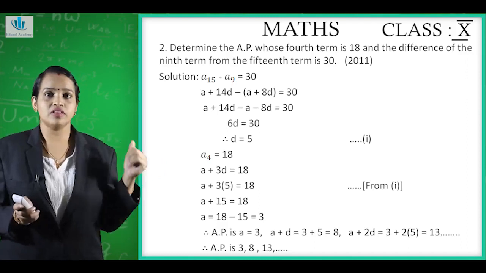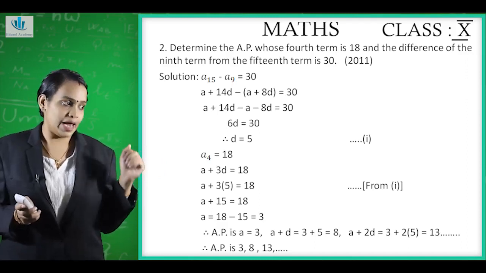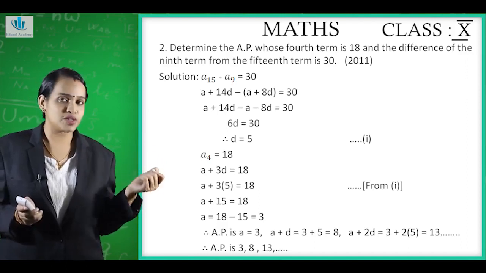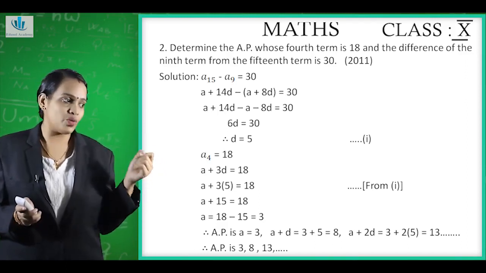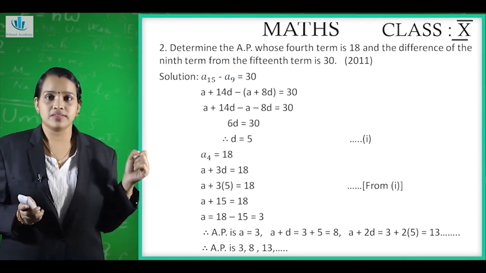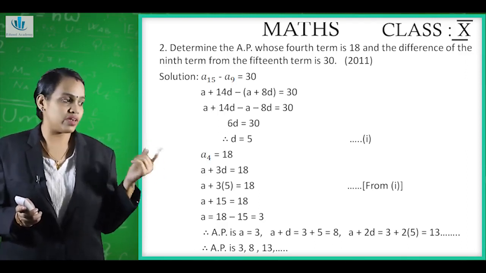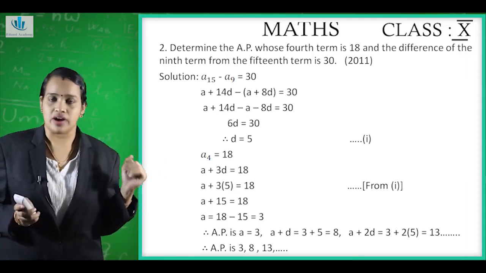Therefore, when we solve the bracket, what remains? a plus 14d minus a minus 8d is equal to 30. Therefore, 6d is equal to 30. Therefore, d is equal to 5. We give it as equation 1.